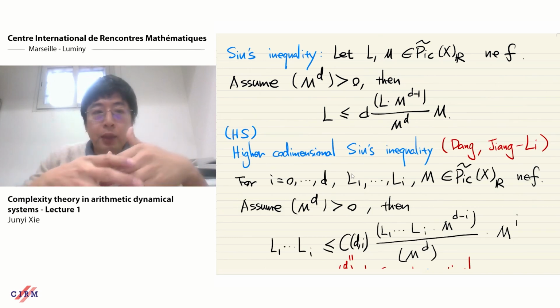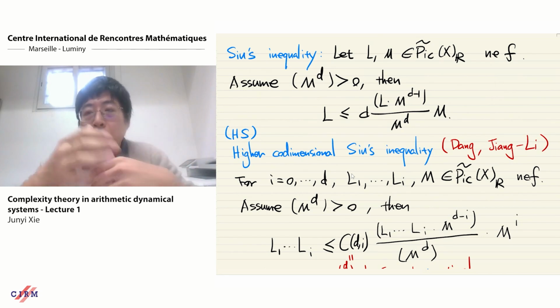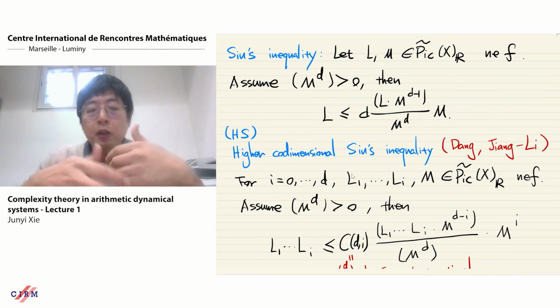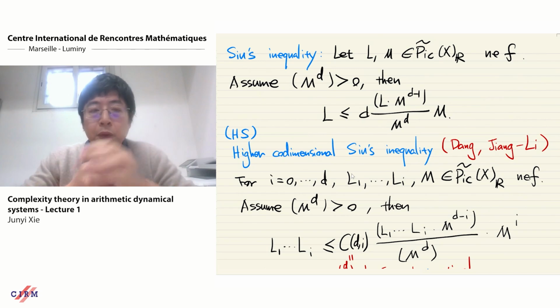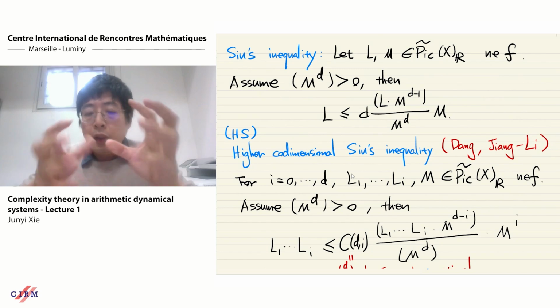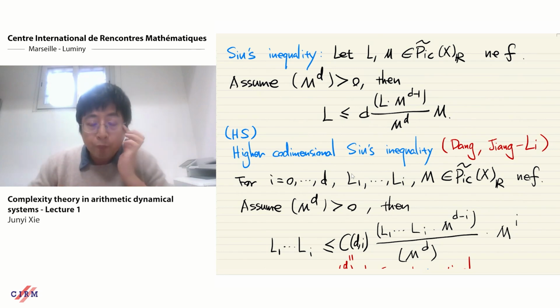We need to generalize Siu inequality, not just in codimension 1. We need to use it in higher codimension. We need this higher codimensional version of Siu inequality. We just call it HS. It was proved by Dang, and later by Jiang and Li. They make the coefficient optimal.